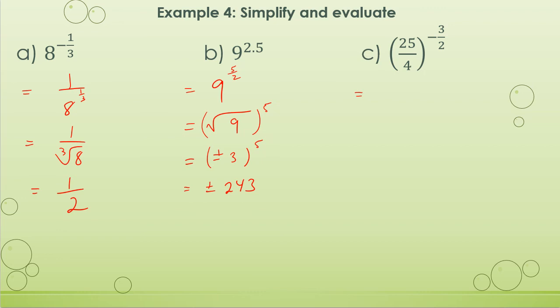C, I see a negative. Okay, that instantly means flip it. 4 over 25. Then to the positive 3 over 2. Now that 2, the denominator, means square root. So there's different ways you can do this. You can square root both the denominator and the numerator. You can square root the whole thing. It really is up to you. So maybe I'll do it 2 different ways.